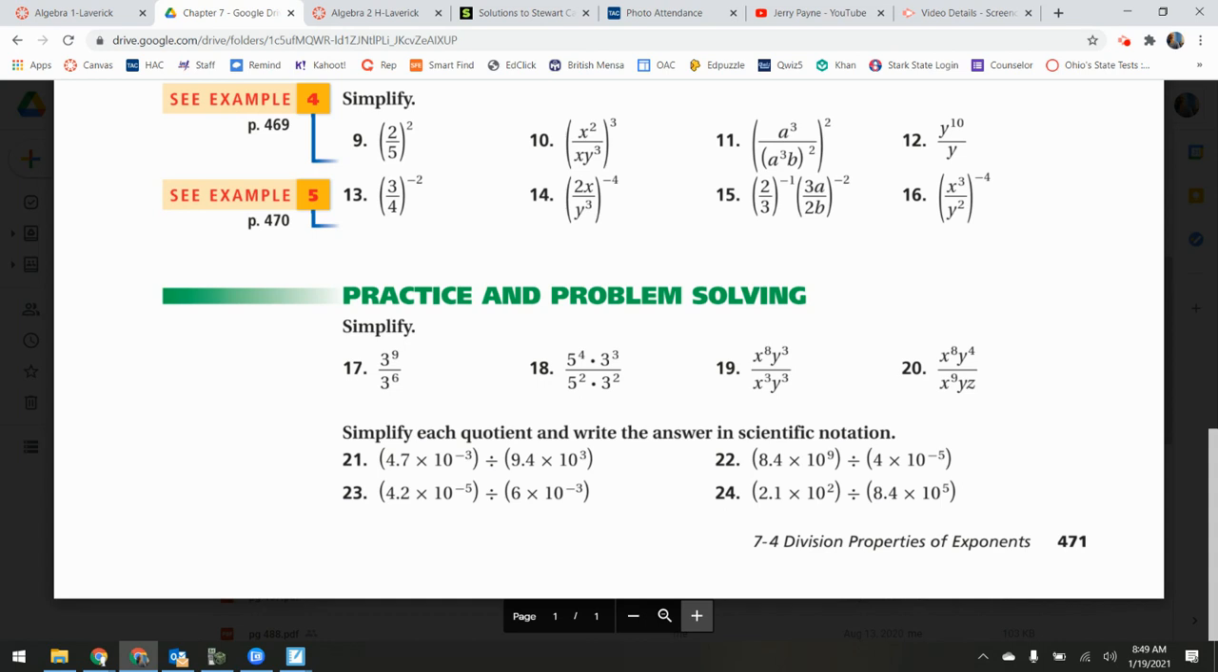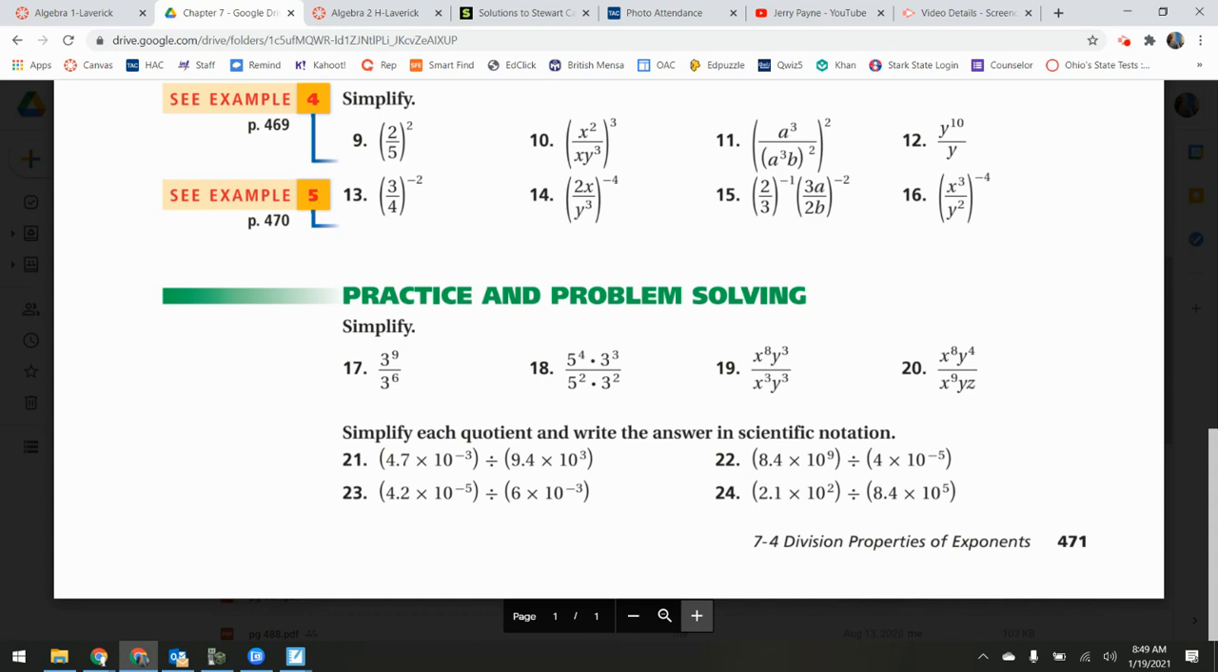Serenity, what did you get for 18? You didn't do it. Okay. Do it for me. What's the power on 5? Final power on 5. What is it? Why did you take 2? You're right. What did you do to get 2? Good. 4 minus 2 is 2, so it should be 5 to the second.